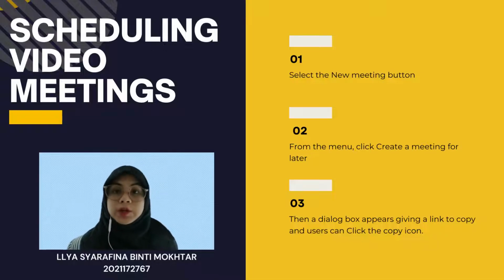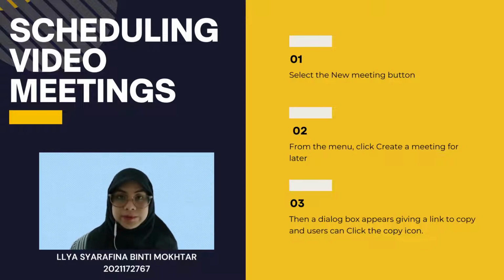First, how to schedule a video meeting. You only have to select the New Meeting button. From the New Meeting menu, click Create a meeting for later. Then a dialog box appears giving a link to copy, and the user can just click the copy icon.